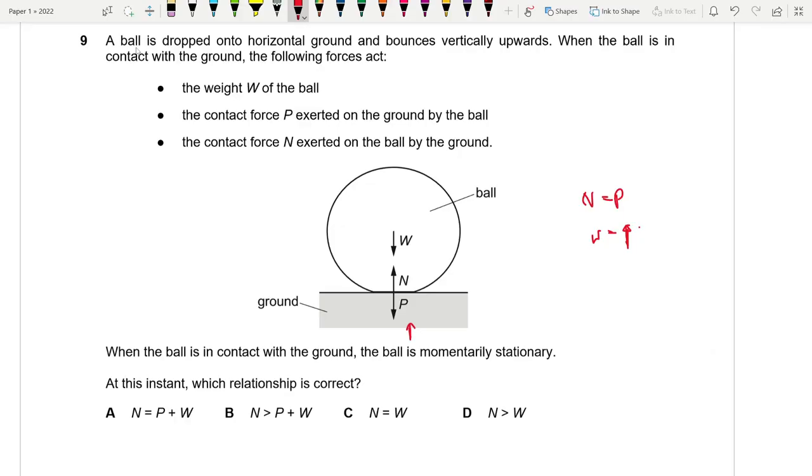N is equal to P plus W. This is impossible, guys. Come on. I just told you that N has to be equal to P. How can N be equal to P plus W? Wrong. Next, N is greater than P plus W. Interesting. N is greater than W and N is equal to W. So these are our remaining options.